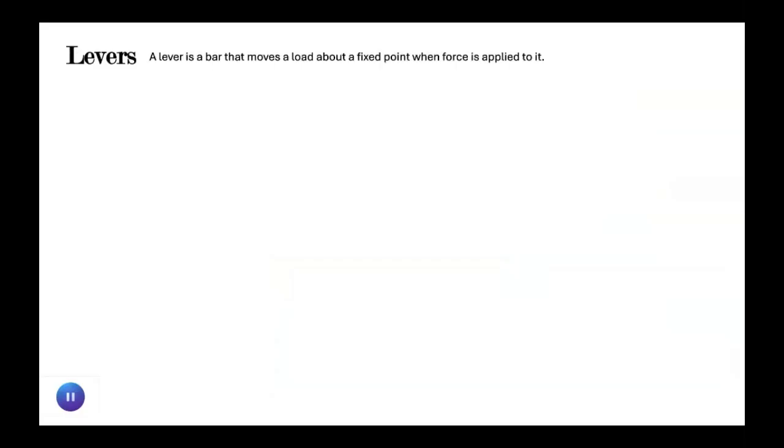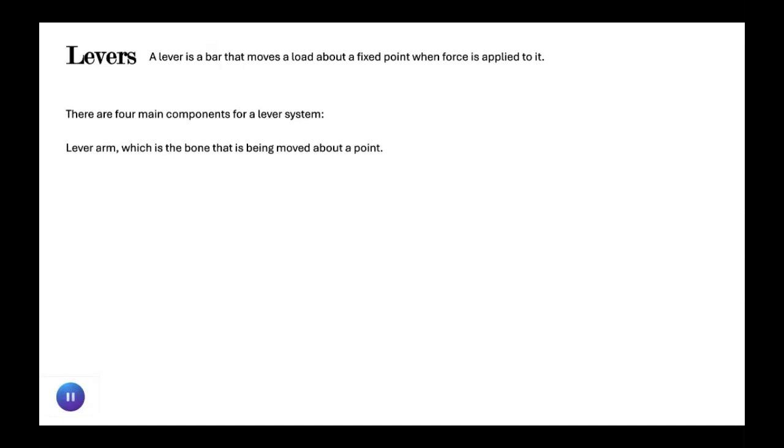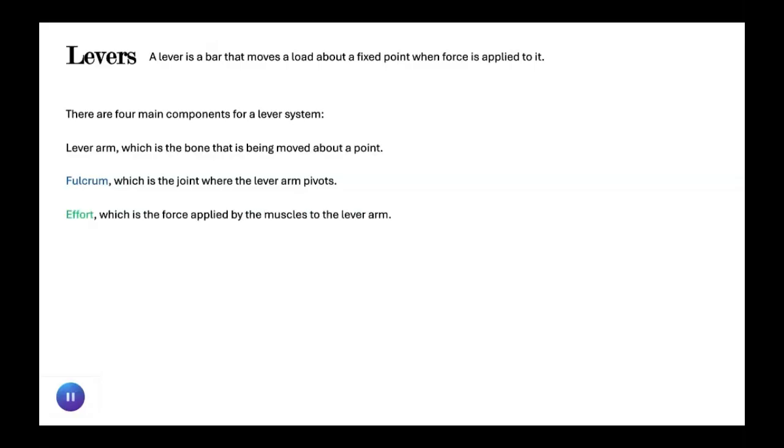A lever is a bar that moves a load about a fixed point when force is applied to it. There are four main components to a lever system. Lever arm, which is a bone that is being moved about a point. Fulcrum, which is a joint where the lever arm pivots. Effort, which is the force applied by the muscles to the lever arm. And load, which is the resistance that must be moved.